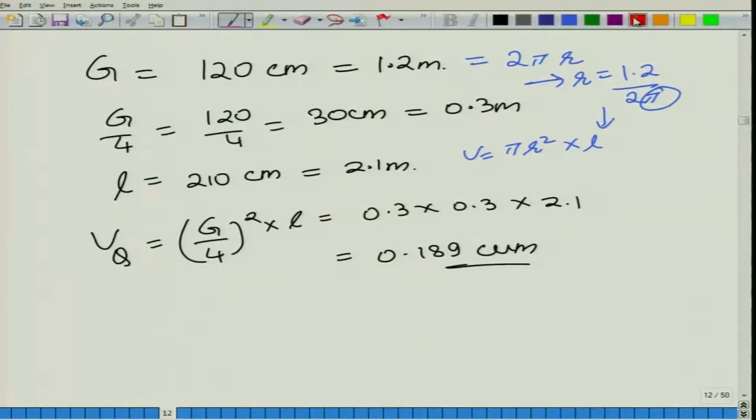Whereas, in the case of this quarter girth formula, we were able to come up with a volume in no time. You just divide G by 4, then take a square and multiply that with the length of the solid, and you get the volume of the solid with the quarter girth formula. So, this is an easy formula to get a quick estimate of the volume of the usable timber that we will get out of a log of wood.